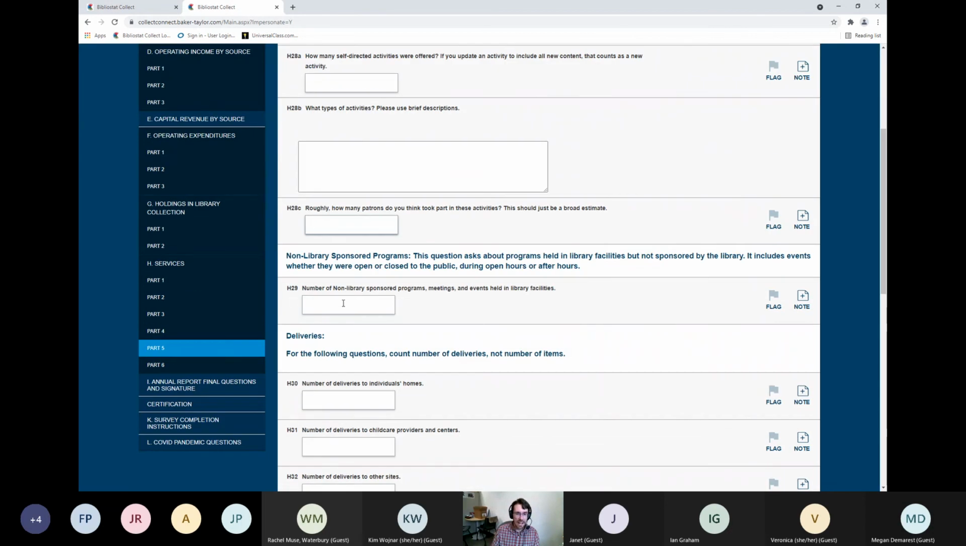Next, let's see, non-library sponsored programs. So how many programs were held? This number probably went down during COVID. Programs held in your building that you didn't sponsor and were not really involved in. Basically, people using your space. This we added last year, I think, and previously it didn't get included. We don't need to know how many people are there. We just want to know how many times they came.